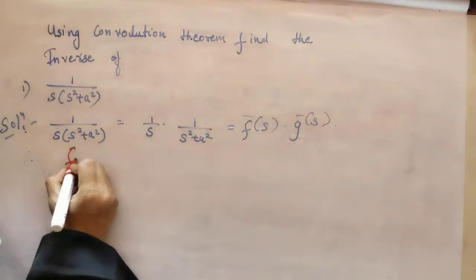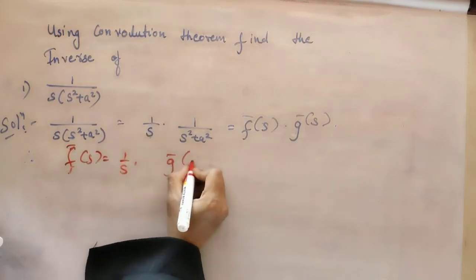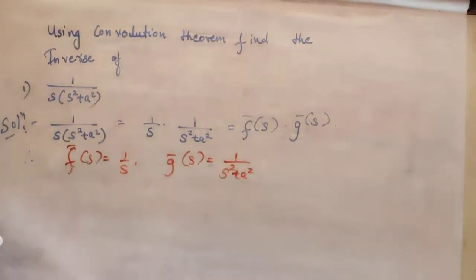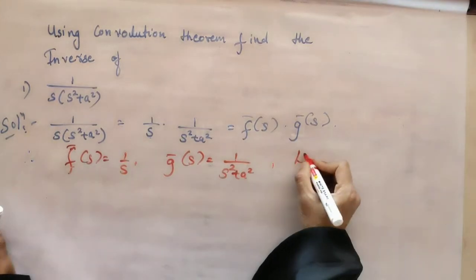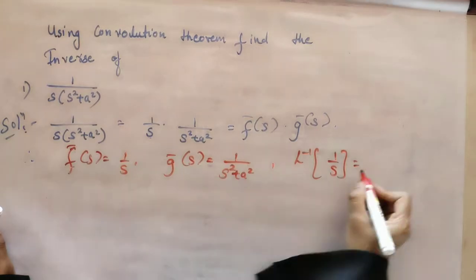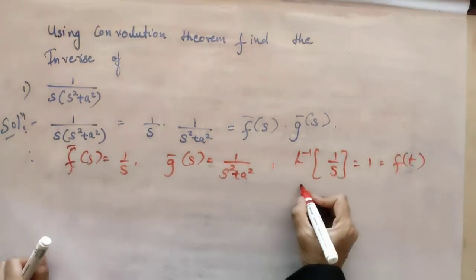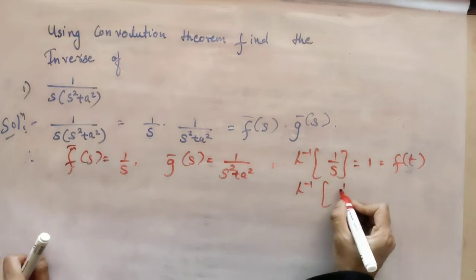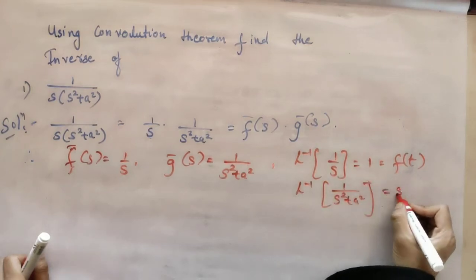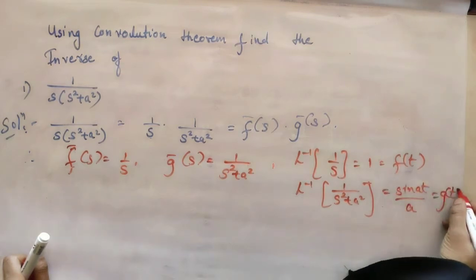If f bar of s is equal to 1 by s and g bar of s is equal to 1 divided by s square plus a square. Okay. What is L inverse of 1 by s? It will be 1. This is your f of t. Yes or no? Similarly, what is L inverse of 1 divided by s square plus a square? It is sine of at divided by a. This is your g of t.